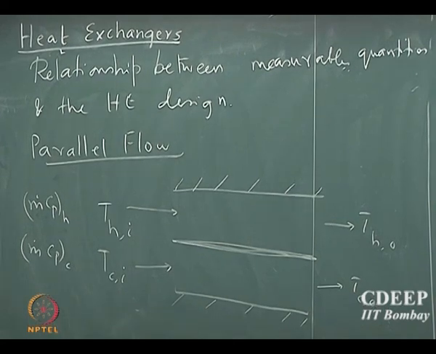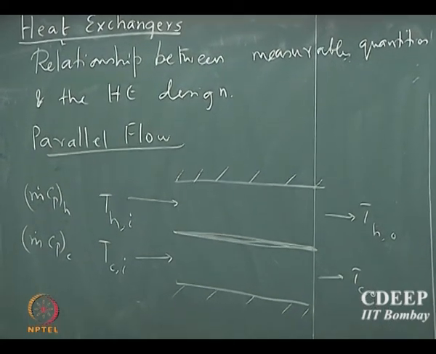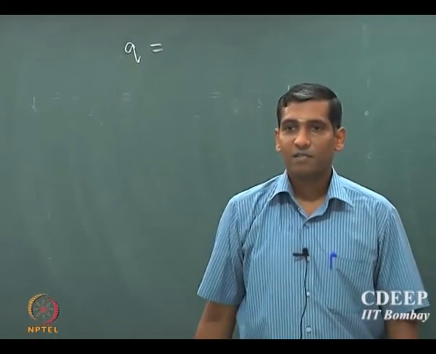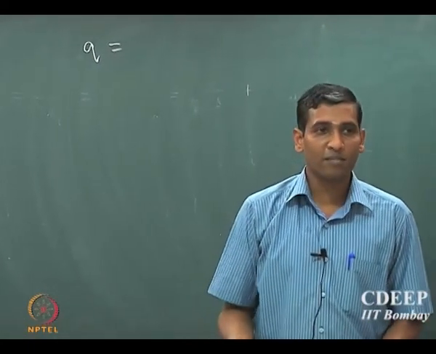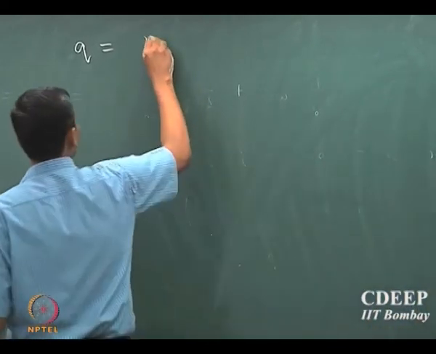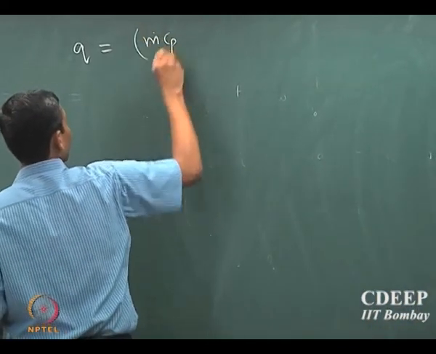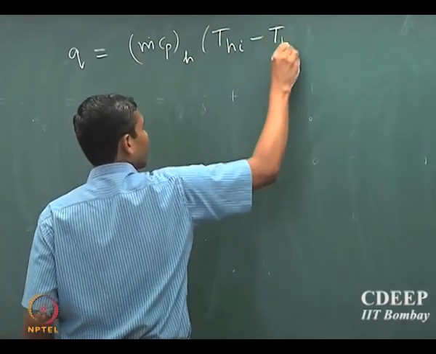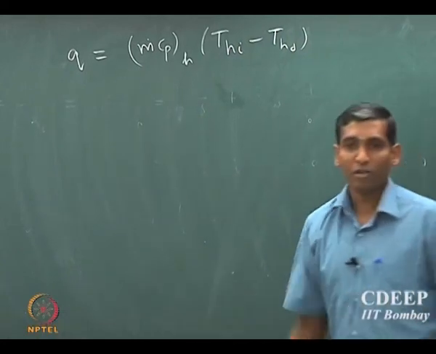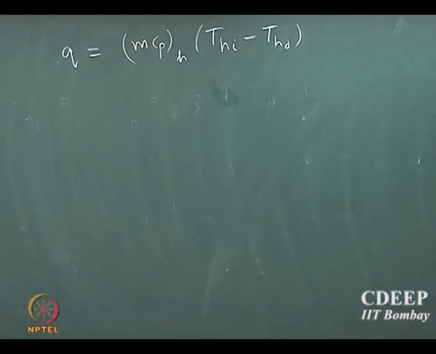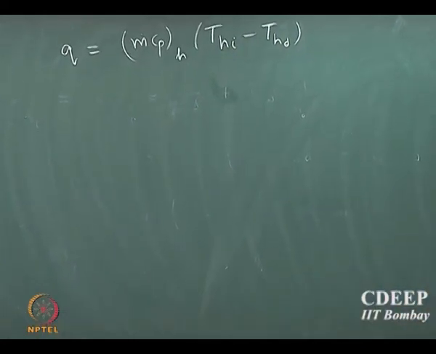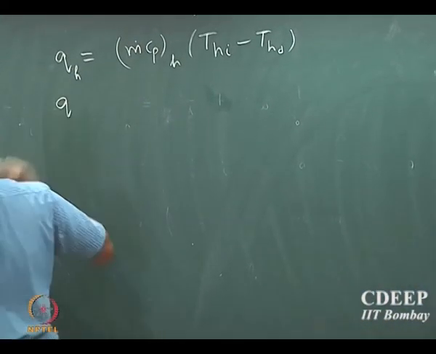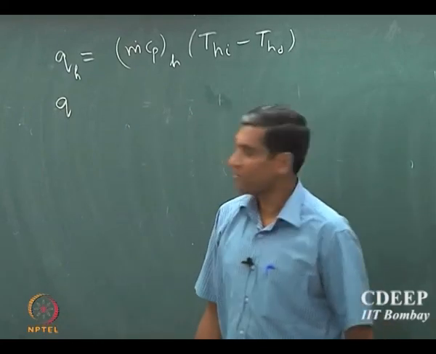What is the total heat that is lost by the hot fluid? Q. I know the capacity m dot Cp. So, it is m dot Cp of the hot fluid multiplied by Thi minus Tho. So, that is the rate at which the heat is being lost by the hot fluid. So, if I put subscript H, that is the amount of heat that is lost by the hot fluid.